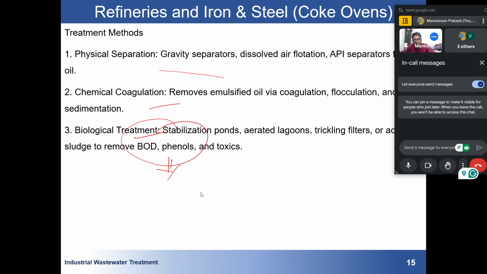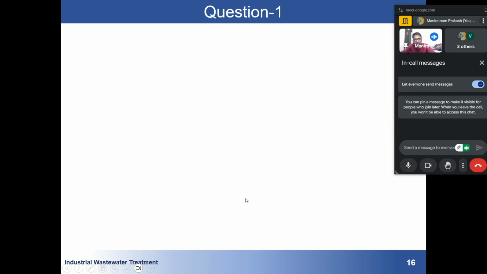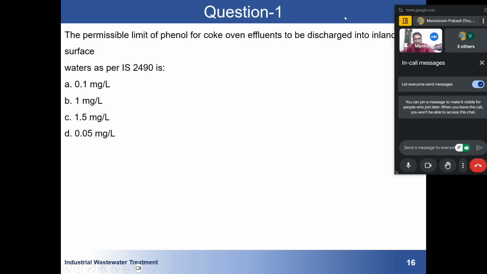Anyone, any doubt? So I think there is no doubt. So moving forward with the first question. Everyone please participate. It's a humble request.